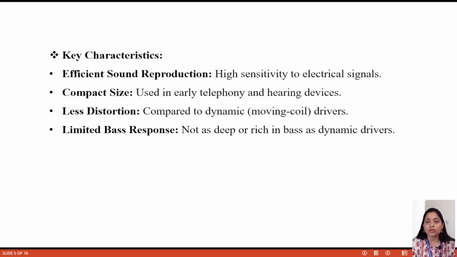Working principle. So what are the key characteristics? It has efficient sound production and very high sensitivity to electrical signals. Compact size. It was basically used in earlier telephony and hearing devices, but now it is used in very few areas. Less distortion compared to dynamic drivers, and limited bass response. They are not as deep or rich in bass as dynamic drivers. Limited bass response means limited low frequency response. Bass means low frequency.